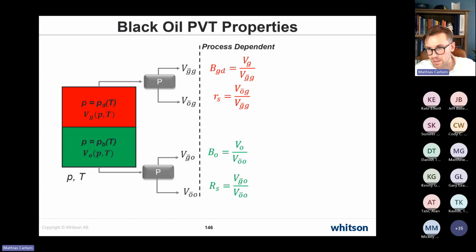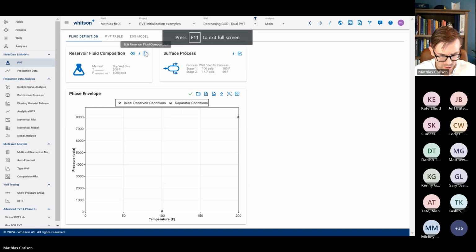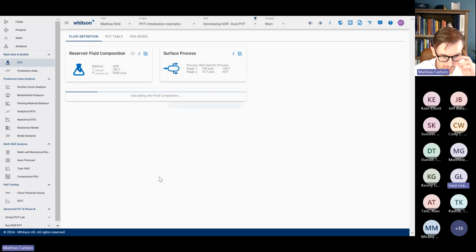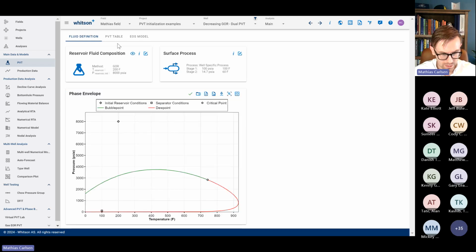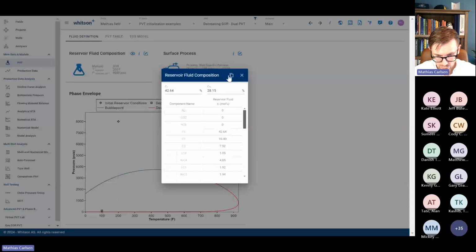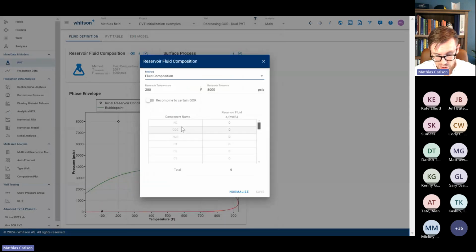These properties are process dependent, which means that if I changed the process in the software, say I had a GOR of 1,000 and calculated the formation volume factor, I'd get a formation volume factor of, in this case of a low GOR fluid, 1.46. But let's say I change the process with exactly the same reservoir fluid. I need to keep the composition the same, the same thing flowing from the reservoir.